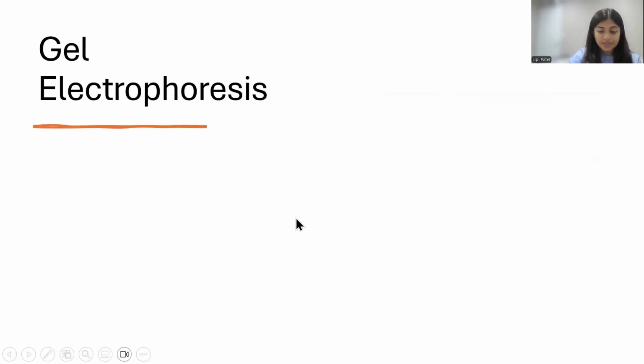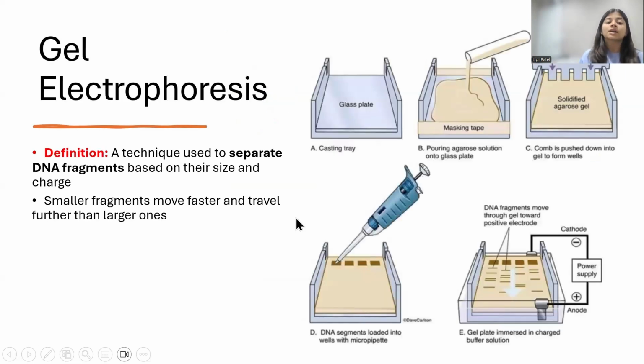Next part is gel electrophoresis. The definition is pretty basic. It is a technique used to separate DNA fragments based on their size and charge. Smaller fragments will move faster and travel further than the larger ones. So this is the process, or just the basic idea of how it looks.